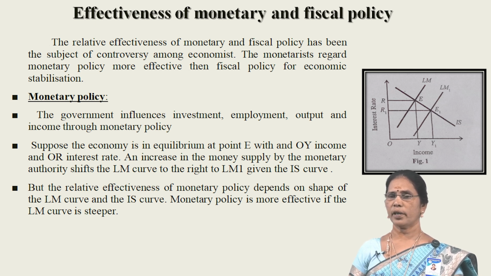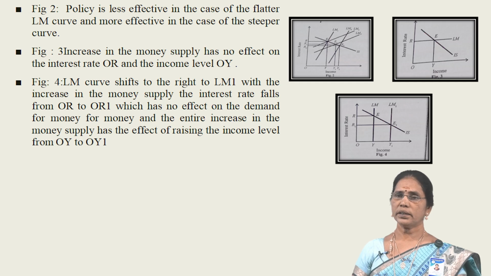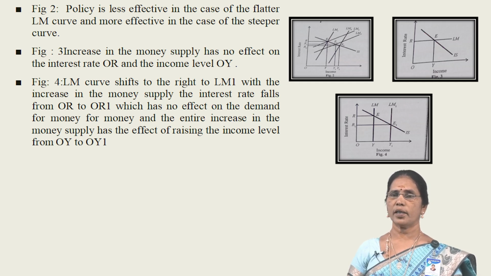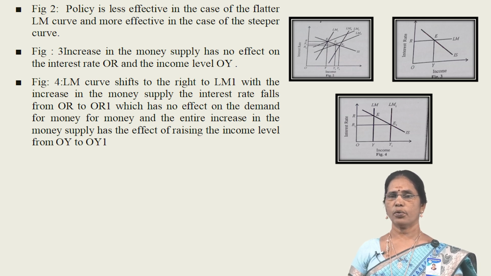Suppose the economy is in equilibrium at point E, with income OY and interest rate OR. An increase in the money supply by the monetary authority shifts the LM curve to the right to LM1, as given in the diagram. But the relative effectiveness of monetary policy depends on the shape of the LM curve and the IS curve. Monetary policy is more effective if the LM curve is steeper. Policy is less effective in the case of the flatter LM curve and more effective in the case of the steeper curve.